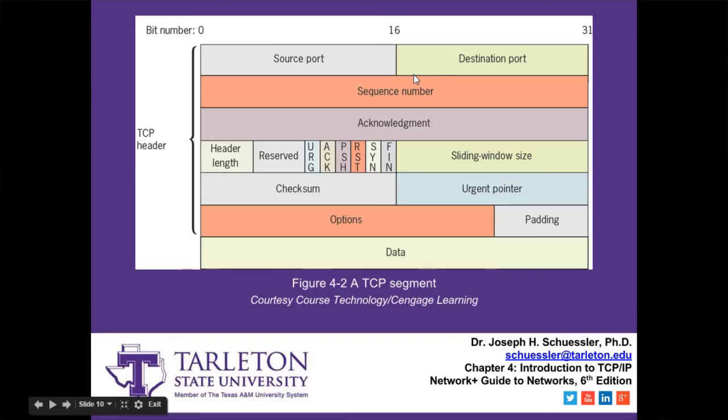So for source port and destination port, these are things that get combined later on in the next layer with an IP address to be able to create what's referred to as a socket. And we'll talk about those a little bit later in the presentation. But the port numbers are important.